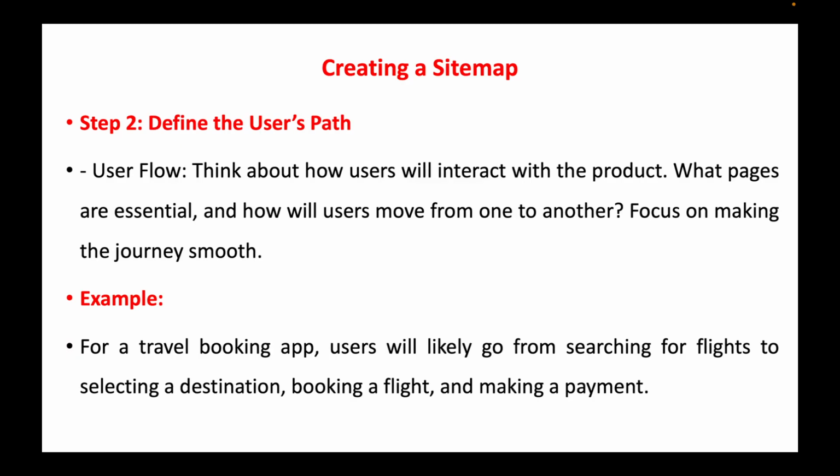Step 2, define the user's path. Example, travel booking app. Users will likely go from searching for flights to selecting a destination, booking a flight and making a payment.